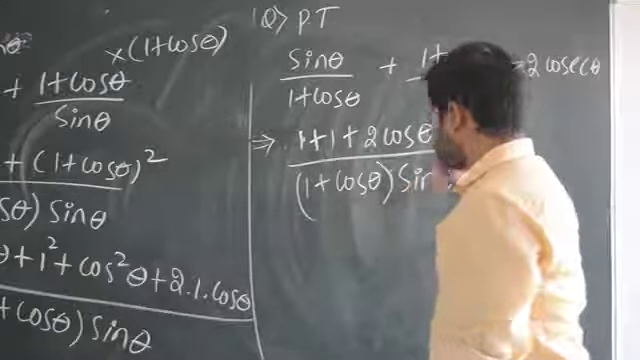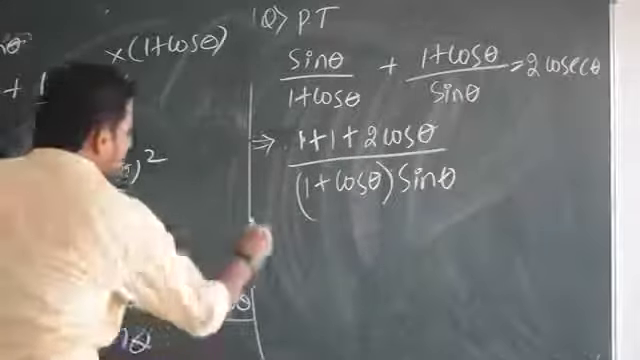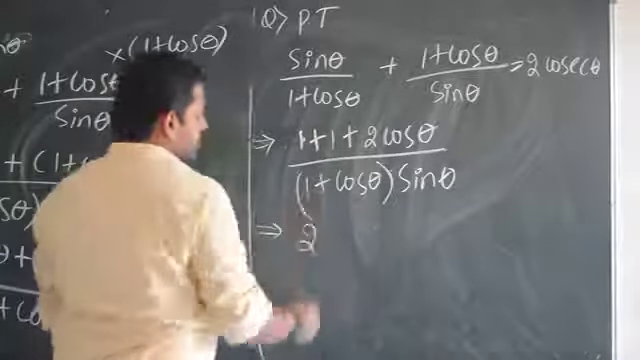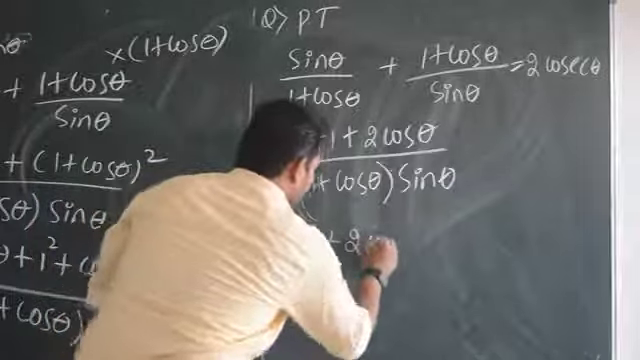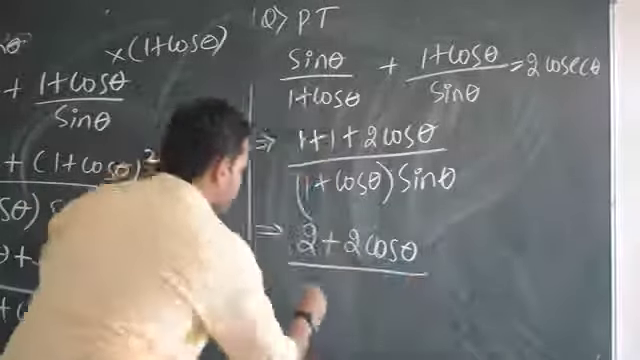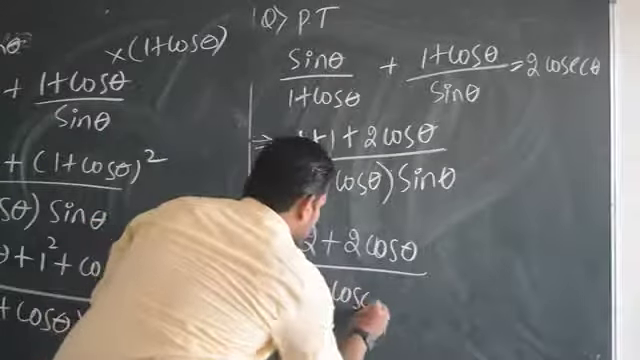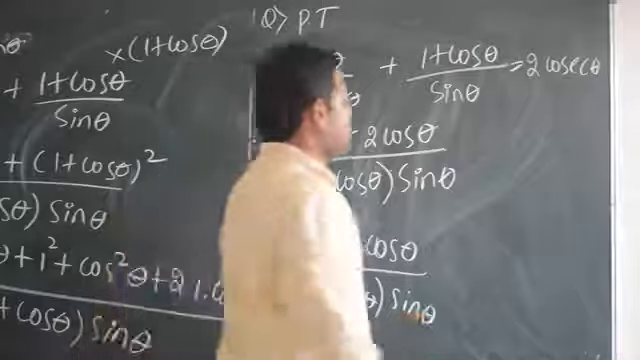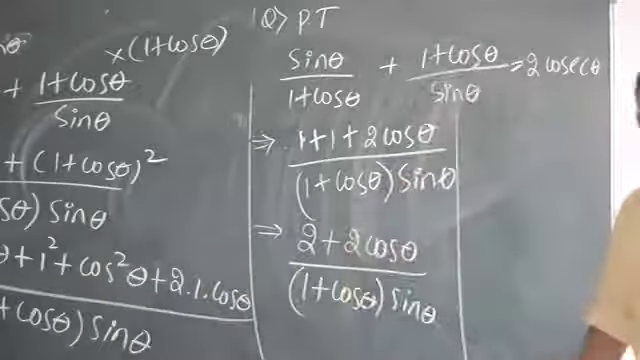This is also fine. Okay, now let us see here. 1 plus 1, it becomes 2. 1 plus 1, it becomes 2. 2 plus 2 cos theta, 2 plus 2 cos theta divided by 1 plus cos theta into sin theta. Alright, okay. Are you with me?